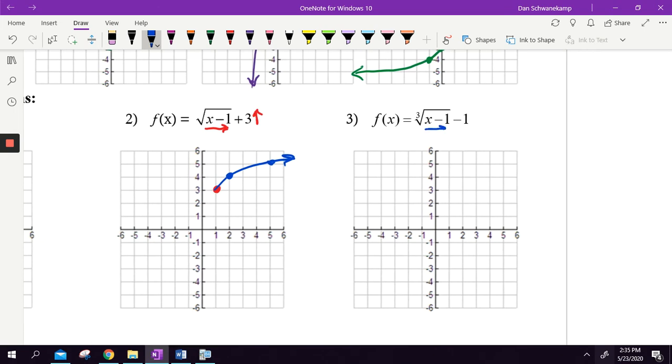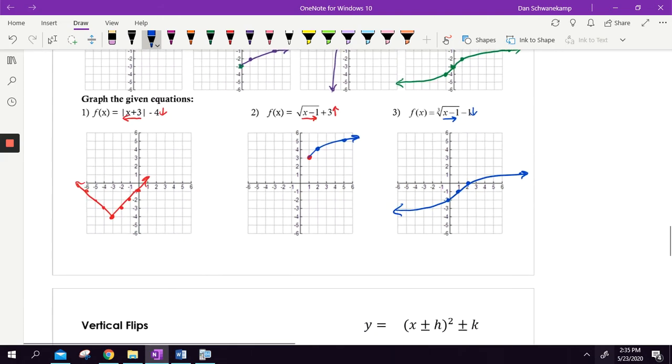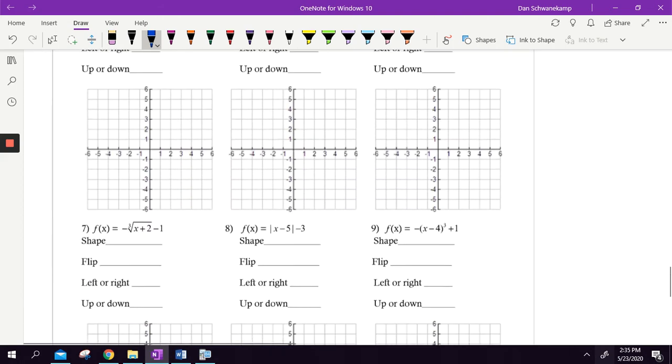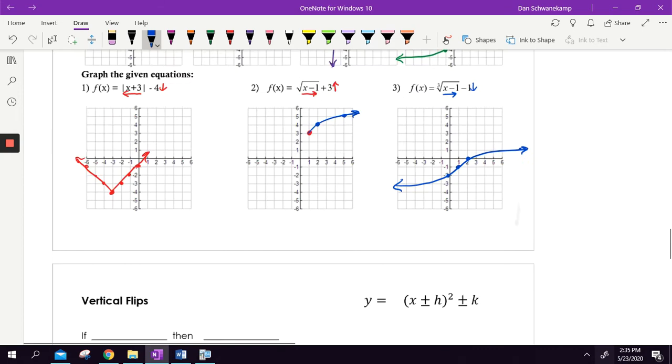Next one, minus 1 is taking me right 1. That minus 1 is taking me down 1. It's a cubic graph, so my pattern is 1, 7, down 1 over 1, down 1 over 7. Cube root graph, just like that. So you can see how those things kind of go back and forth. They're not too crazy difficult to get through.